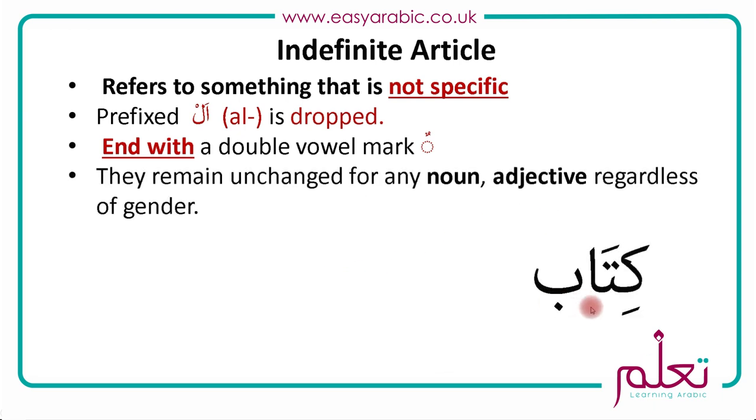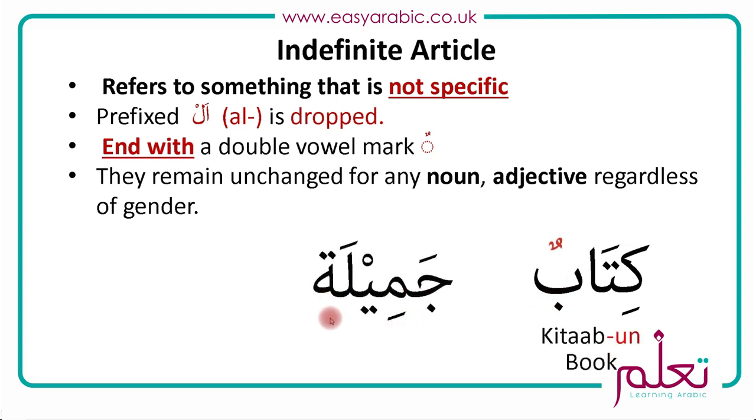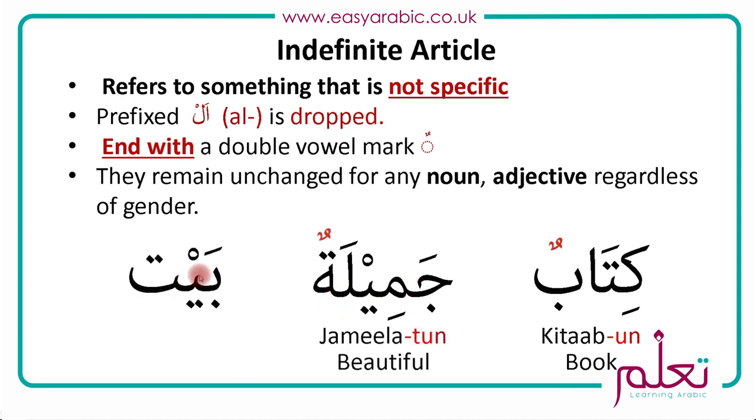Okay, so here we've got kitabun, which is book, jamilatun, and then we have ba with the fatha, ya with sukun, baytun. Okay, so that is the indefinite article. So what we'll do now is go through each one of these different tanweens in more detail.